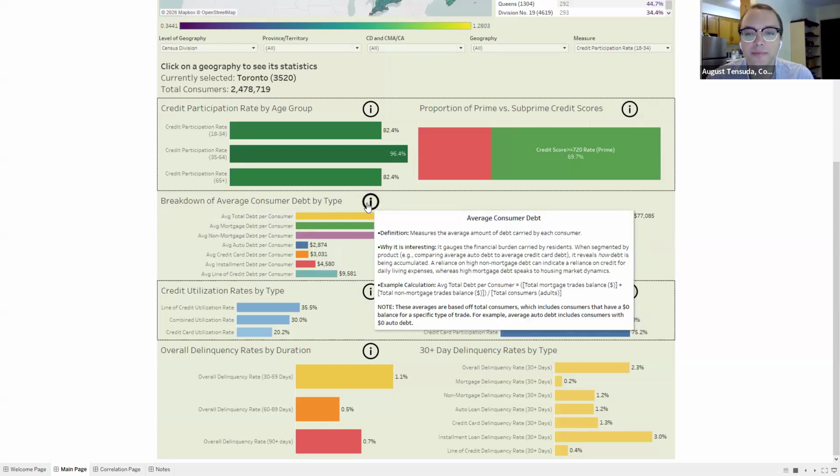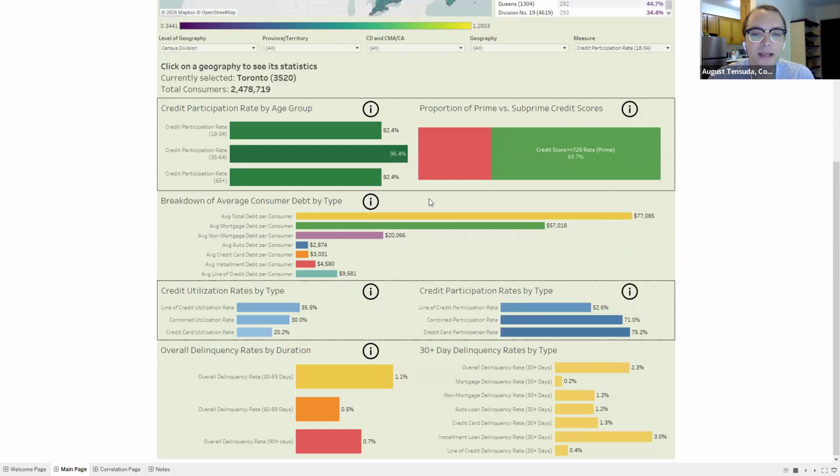It measures the average amount of debt carried by each consumer. It gauges the financial burden carried by residents when segmented by product. It reveals how debt is being accumulated. Reliance on high non-mortgage debt can indicate a reliance on credit for daily living expenses, whereas high mortgage debt speaks to housing market dynamics. Note that the averages are based off total consumers, which includes consumers with zero balance for specific types. So if someone has zero mortgage debt, they're going to be included in this, right? So that's why this number is going to be lower than you see sometimes reported by other people.